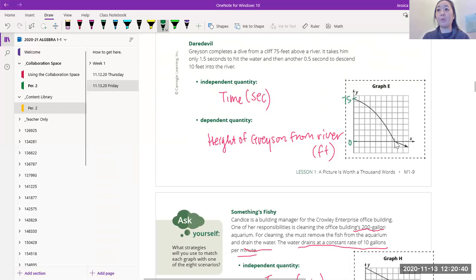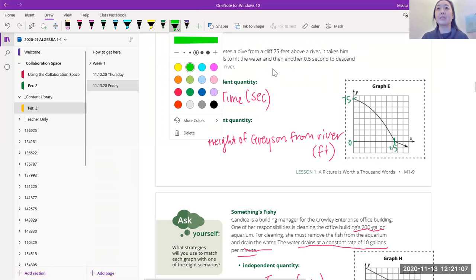And when it hits the water, we know that it takes him only 1.5 seconds to hit the water. So that's where our 1.5 seconds is right there. And then another 0.5 seconds to descend to 10 feet. Okay, and he just keeps on. Hopefully he doesn't just keep on descending. He's going to at some point go back up, right? Because if he keeps on descending, that means he's a mermaid or a merman or whatever you want to call him, right? So that's that.